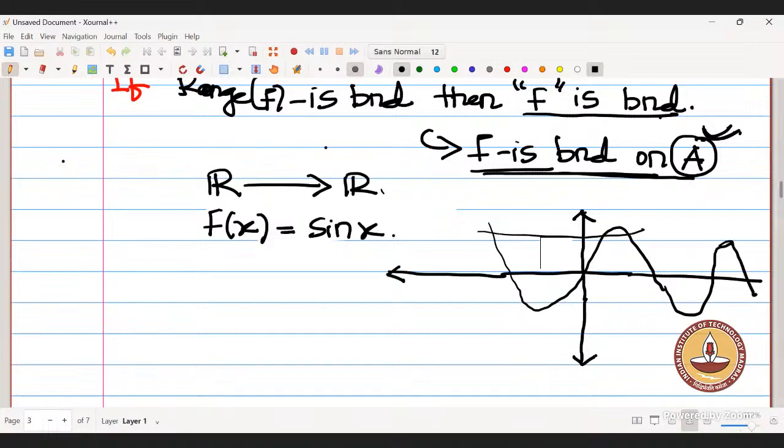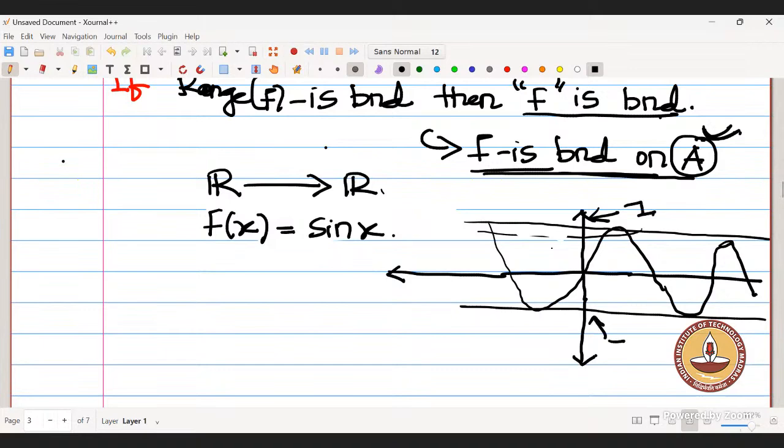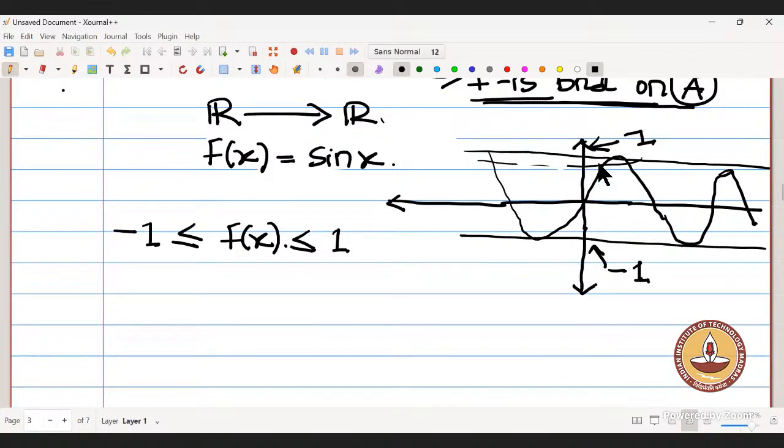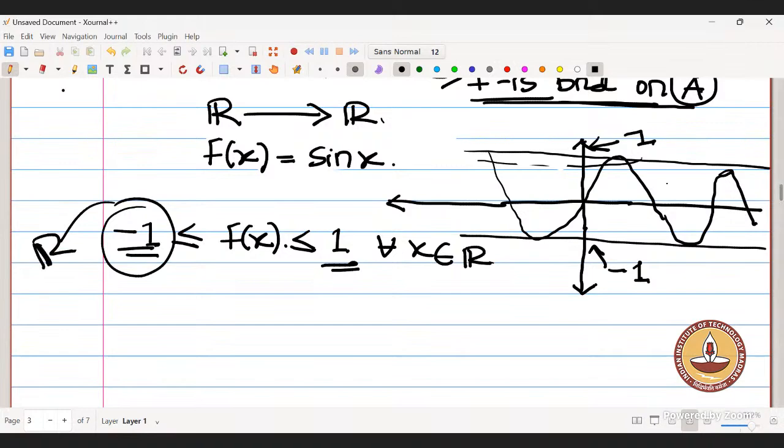And this part, you know, this is 1 and this is minus 1, right? So you know that this f of x is always between 1 and minus 1, correct? Yes, sir. So the range of this function, when I'm writing f of x, always lies inside minus 1 and 1, right? So in that case, this is my r and this is my s.